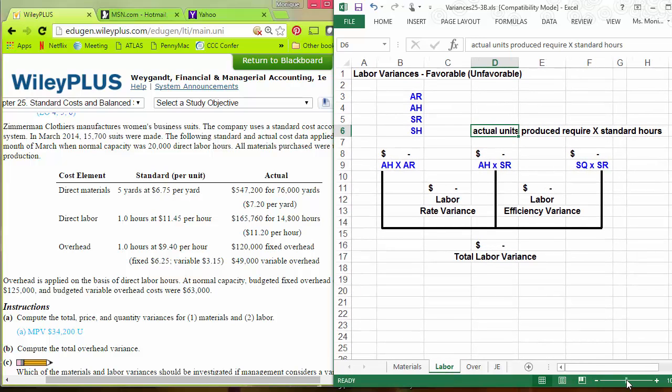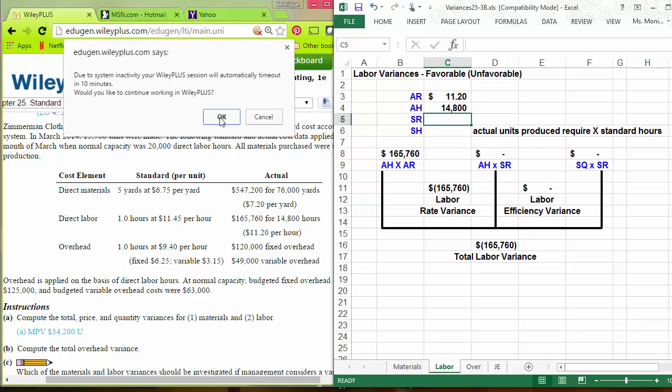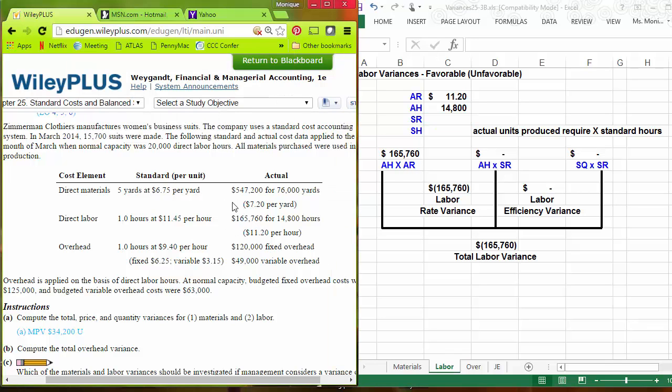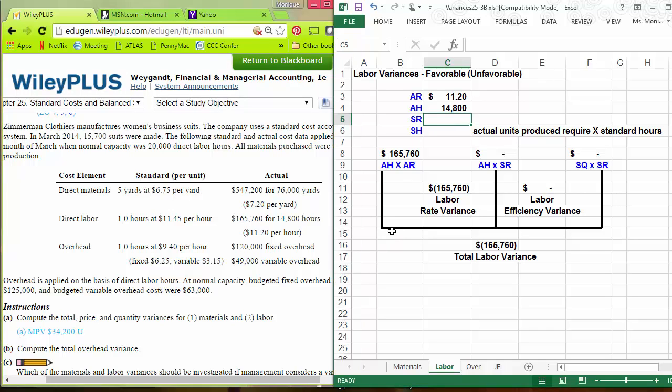And we're going to go through pretty much the same process, except this time we have actual rate, actual hours, standard rate, and standard hours. So our actual rate, again, it's given to us. They've already calculated, so we don't have to figure it out. So we're going to put in $11.20 for the actual rate. Now the actual hours incurred, we have 14,800. And you'll see that if you multiply these two together, you'll get the 165,760, which is the same number that they've actually provided to you in the given information.